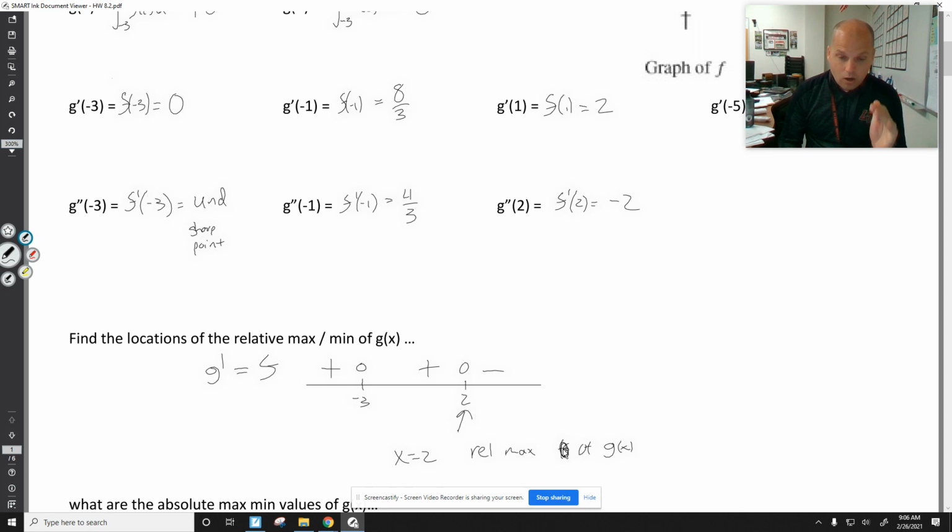I also know it's going to be the absolute max location because G is going to be increasing, flattening out, increasing, then decreasing. So I know for a fact that at 2, we're going to reach our highest value for G. And we're going to be able to find that value.